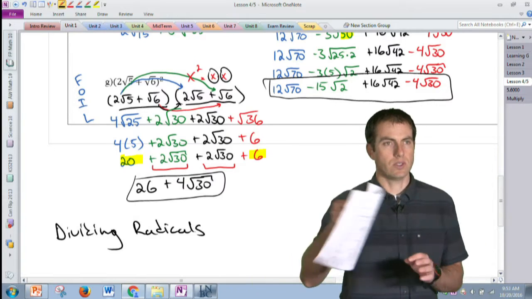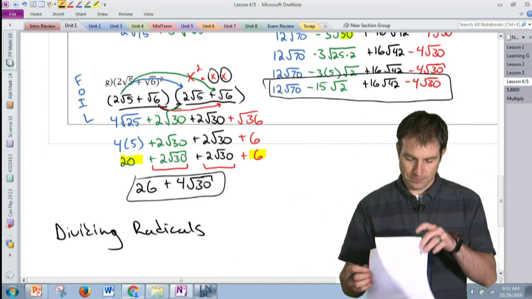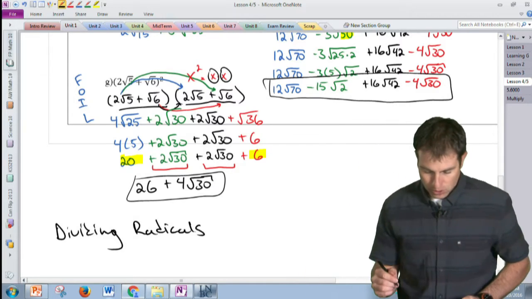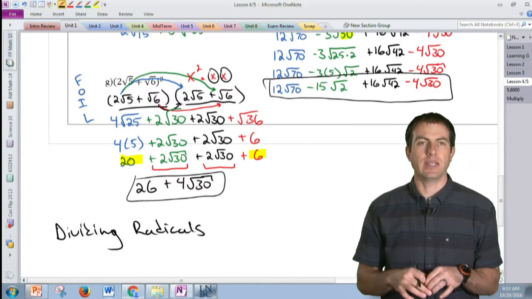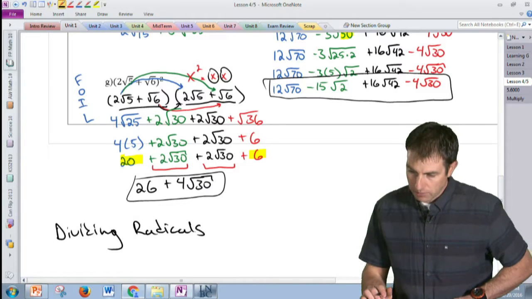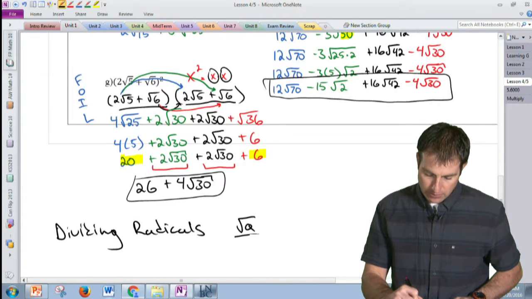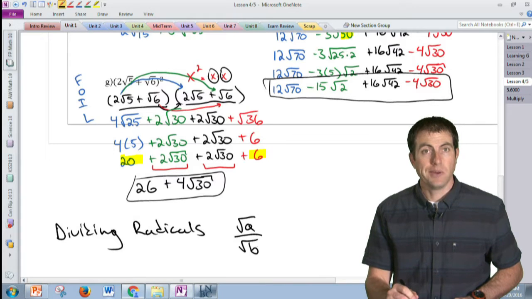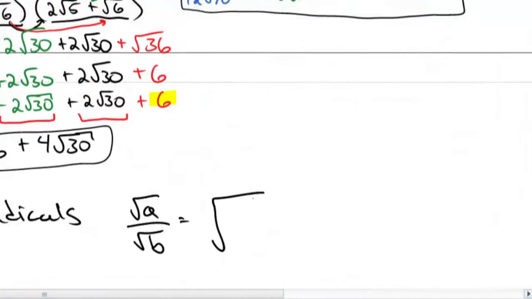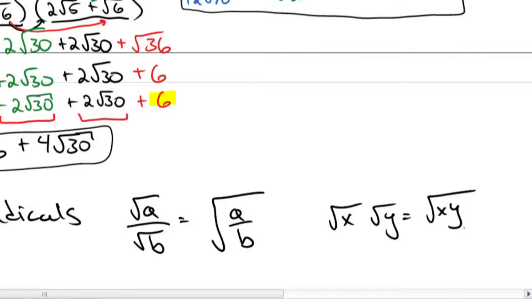So I wrote down a few questions here that I just want to do together. In general, we like in math to write general rules. If we have something like root A divided by root B, we can write that as the big square root of A over B. Just like multiplication, when we had root x times root y, we can write that as root xy. We can do the same thing with division. So instead of writing it as two separate radicals, we could write it as one big one.